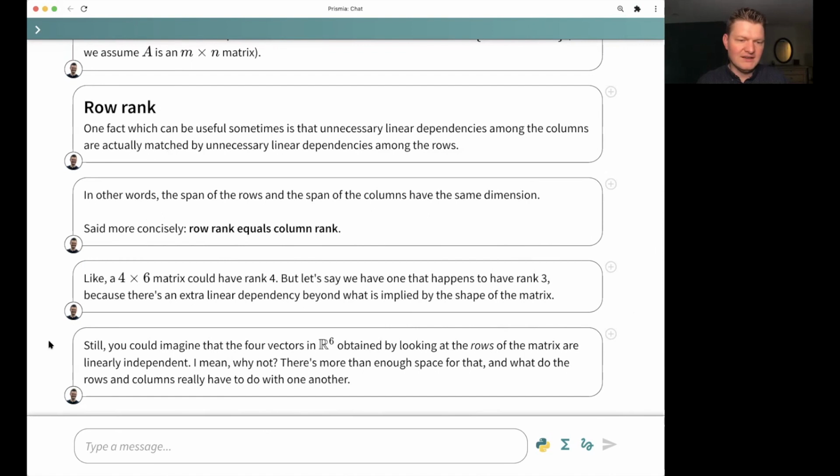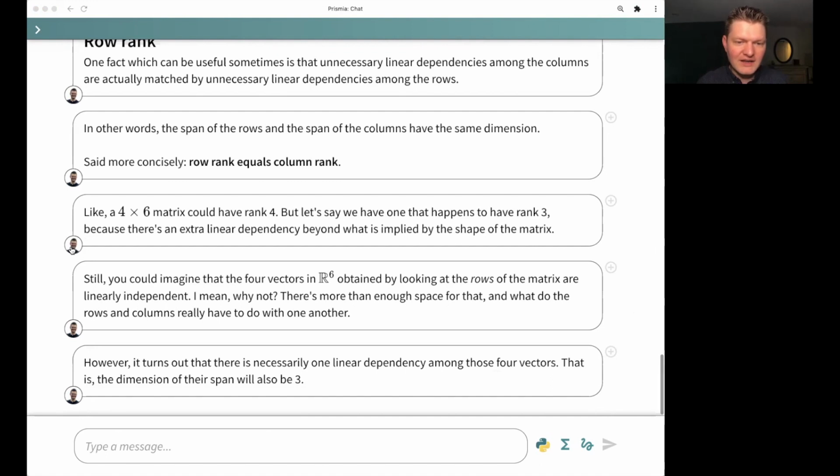Why not? It's just not clear what the rows and columns really have to do with one another if you look at a particular matrix and just slice it both different ways. But as it turns out, there will, in fact, necessarily have to be a linear dependence among those 4 vectors. And the dimension of the span will also be 3.